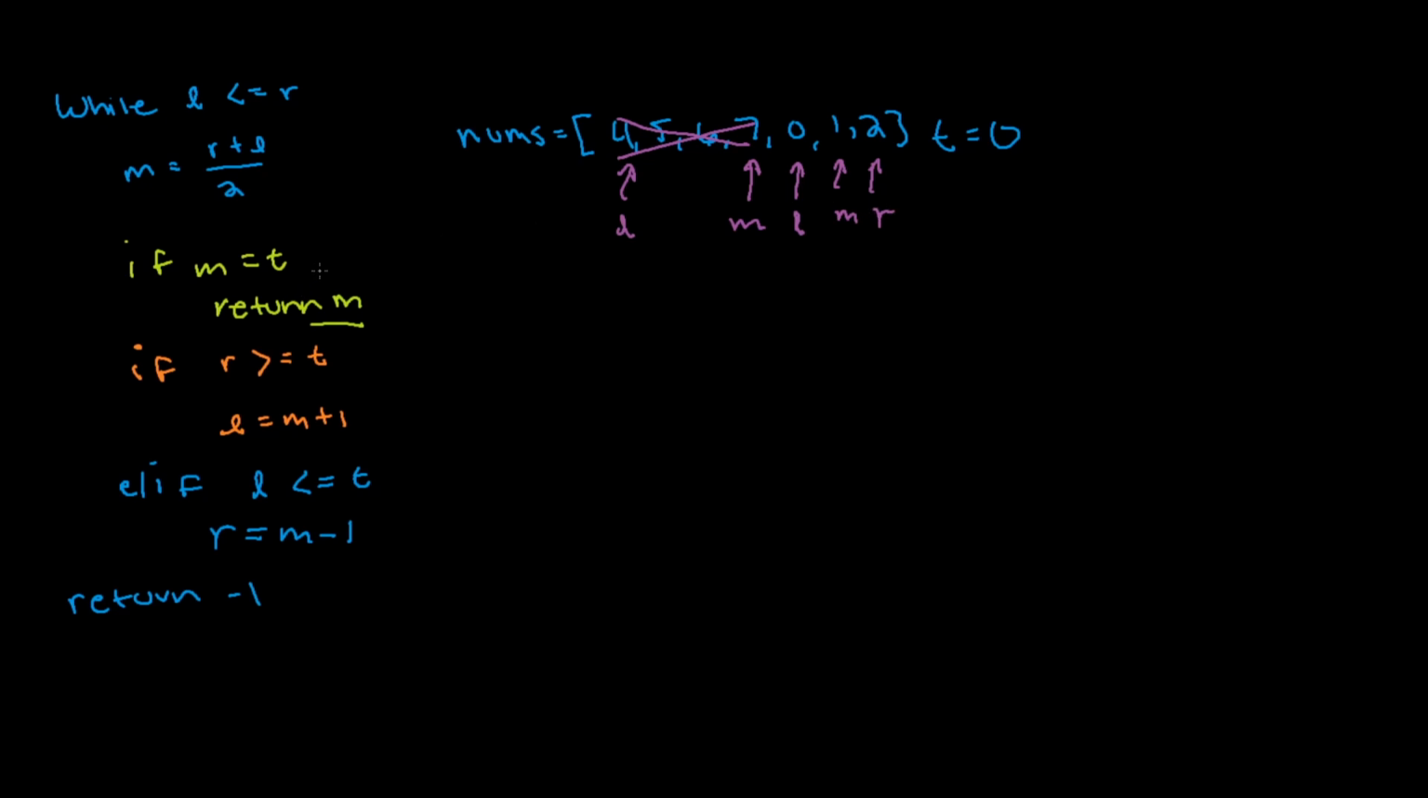Is mid equal to t? No. So now we just check: is our right pointer greater than or equal to t? And it is, but that's not what we want, as we'll see here, because now we're going to update our left pointer to be equal to mid plus 1 and eliminate this part of the array, which contains our target, and we would return a -1, meaning we did not find it. So how do we fix this problem?